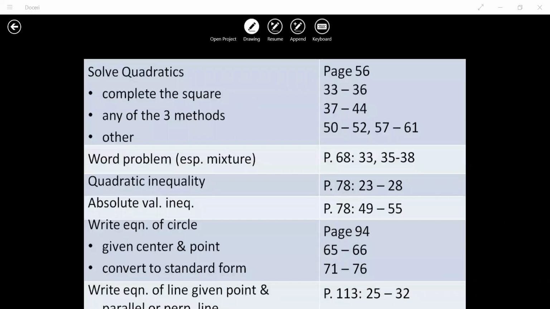Nope. It's completely optional. Completely optional.